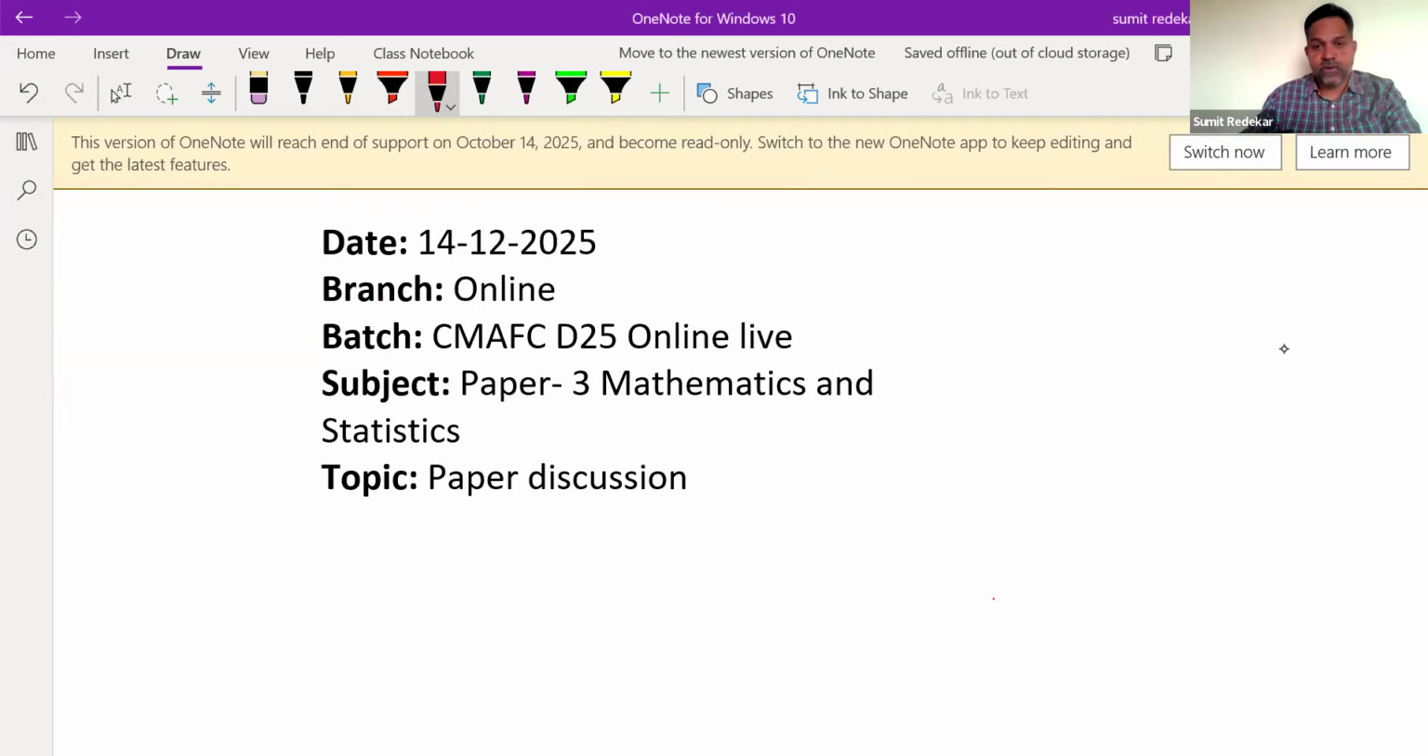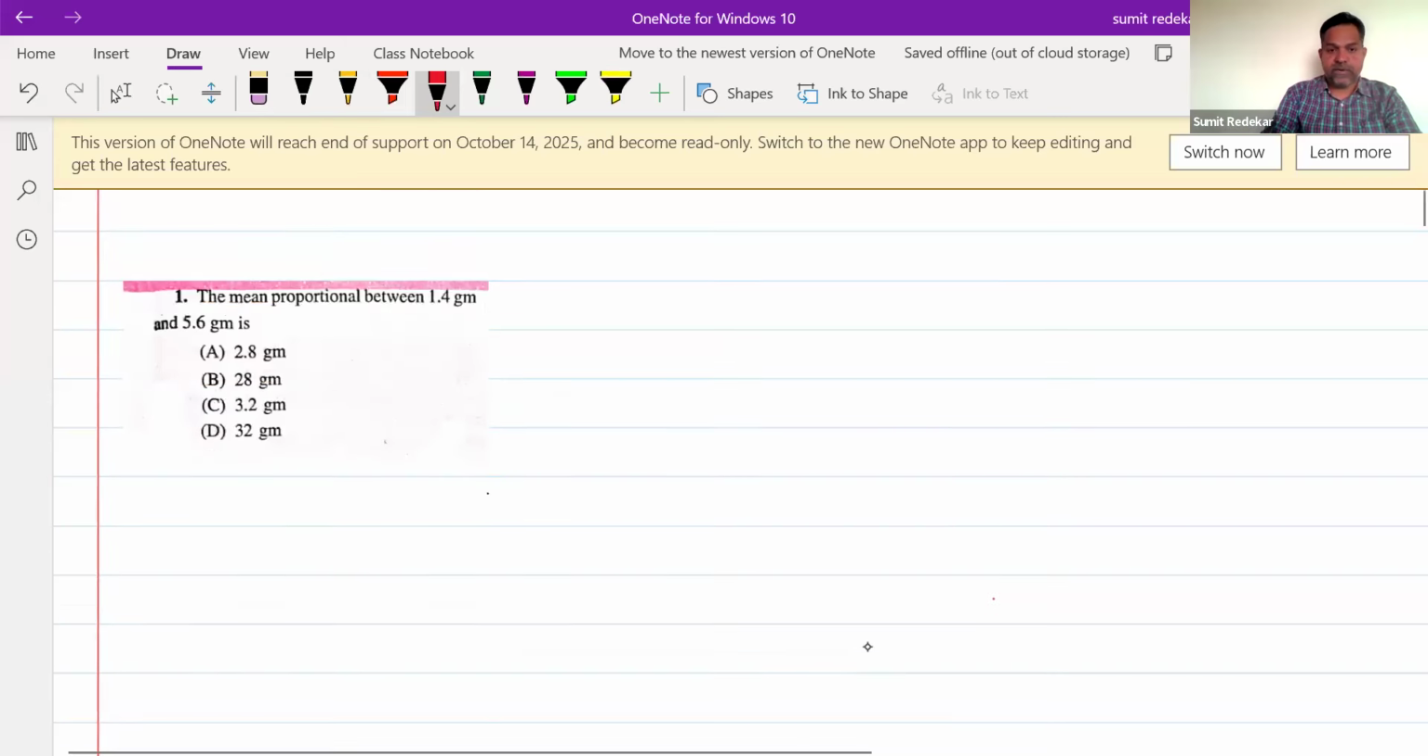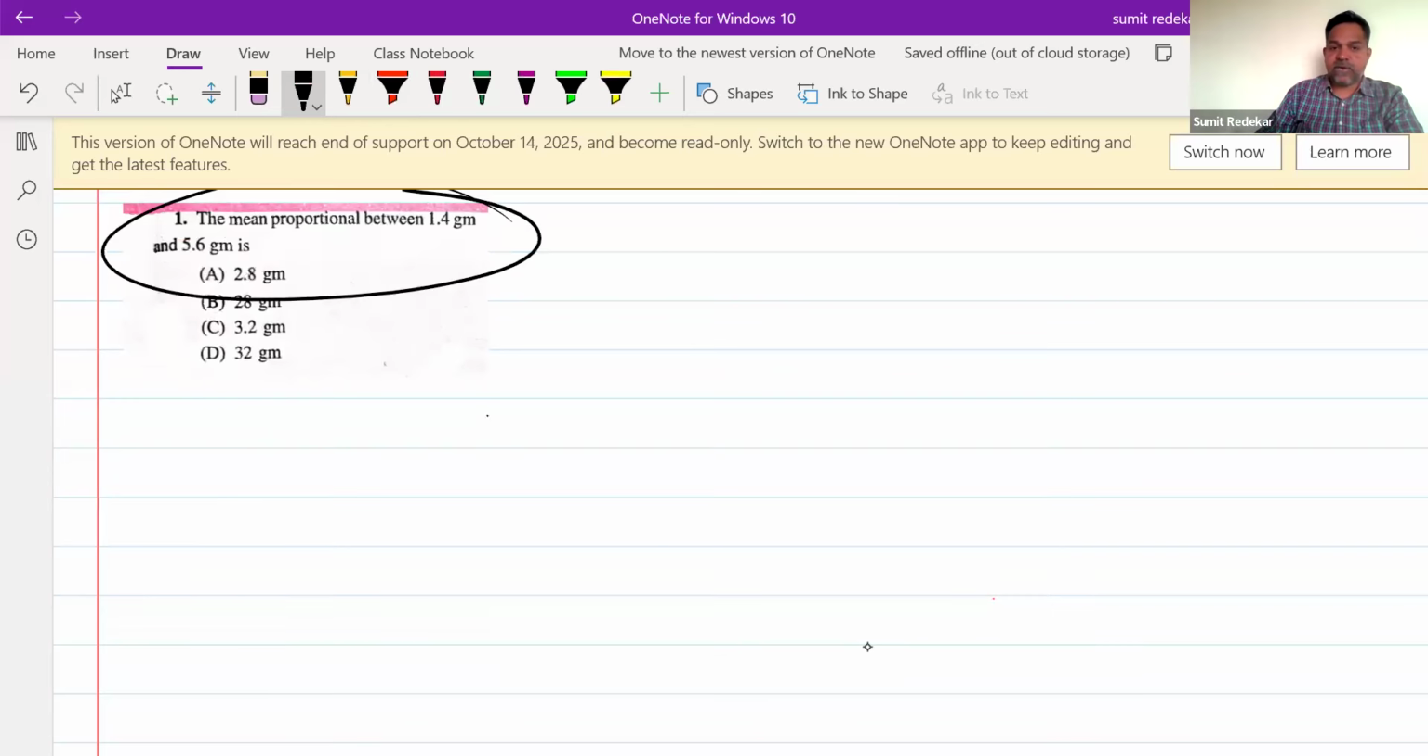We are here to do the final actual paper discussion for Foundation December 25. So without any further delay, I'm very quickly going to give you a solved solution of what the finals paper should look like. And then I will let you be the judge of how many marks you've gotten, how many correct, how many wrong. And then we will obviously wait for the result.